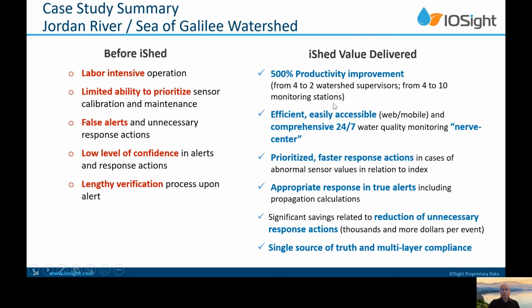Now what iShed delivered was a 500% productivity increase. With half the people, you can manage many more stations. It's a 24/7 nerve center, continuously monitoring the watershed. You can prioritize your response actions when it comes to quality or sensor values. When there is something happening, you respond accordingly and in a timely manner. And if there is nothing to do, you reduce your unnecessary response actions, which cost a lot of money and effort. There's a single source of truth and multi-layer compliance driven by this solution.